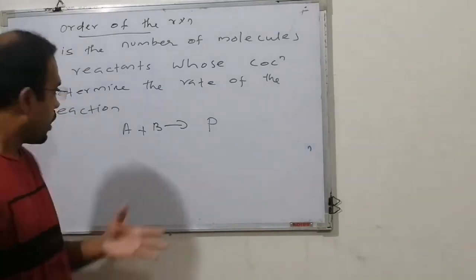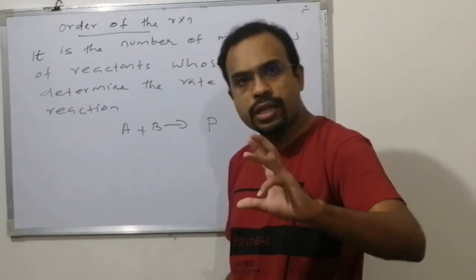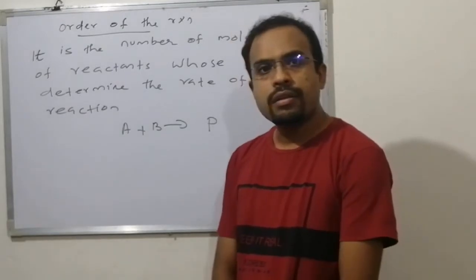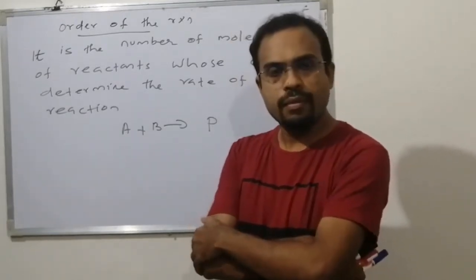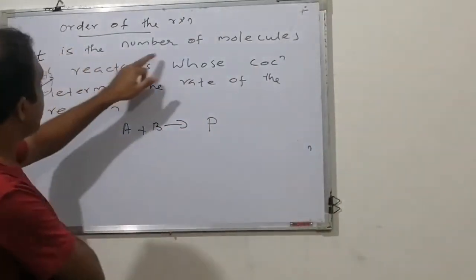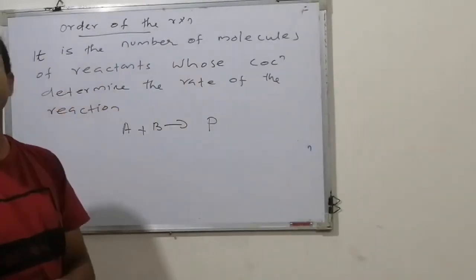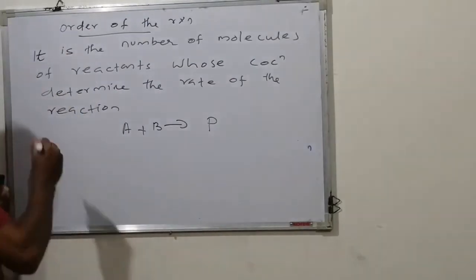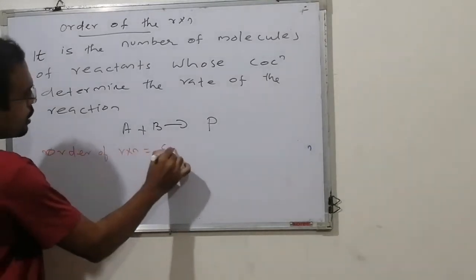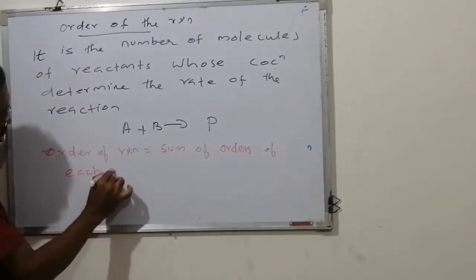Carefully listen. If the number of molecules of A does not depend on the rate of a reaction, its order is 0. Fine. We will discuss the 0 order in detail, but please listen to my definition. Number of molecules of reactant whose concentration determines rate of reaction. Mathematically, order of reaction is equal to sum of orders of each reactant.